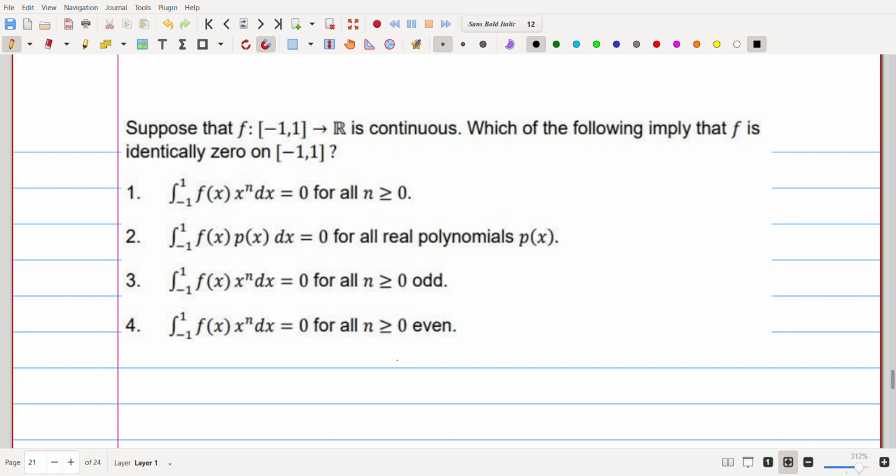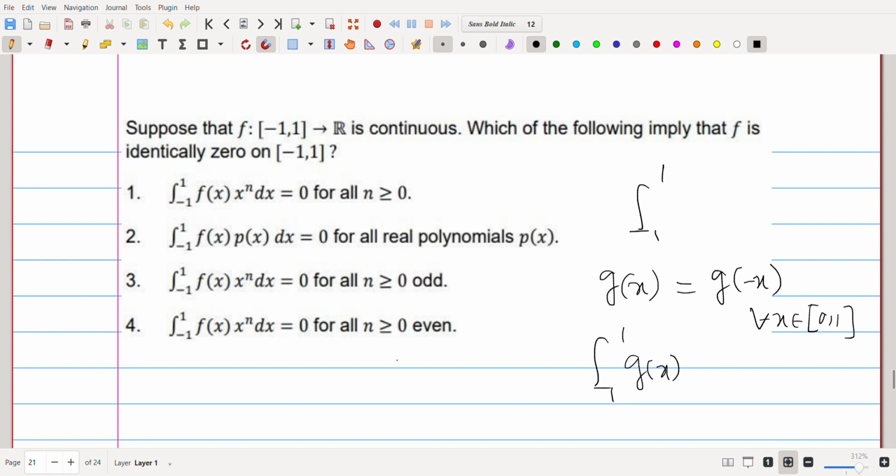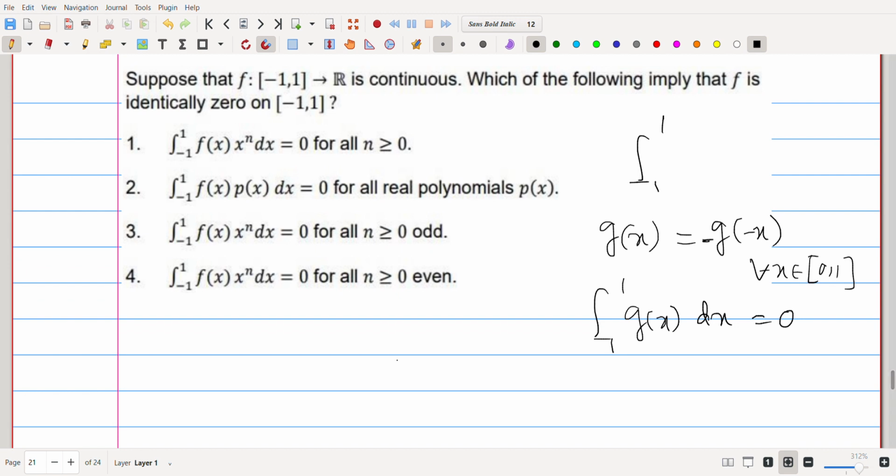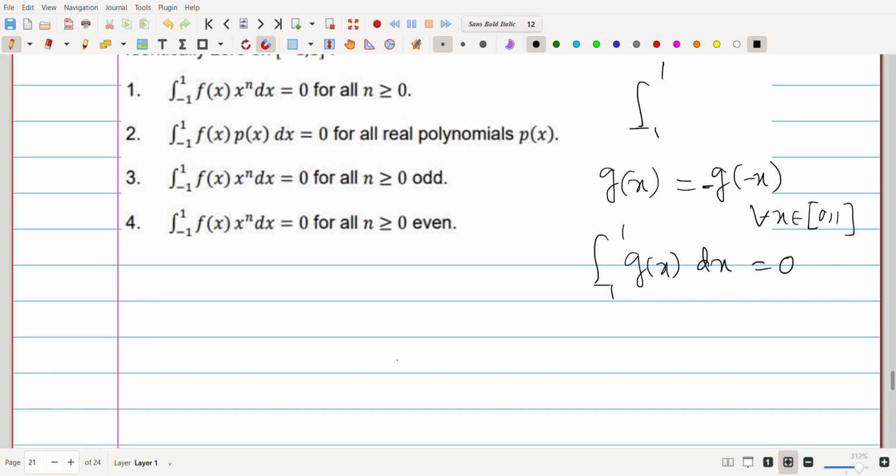Suppose f from closed interval [-1,1] to R is continuous. Which of the following implies f is identically 0 on [-1,1]? So observe that the domain is [-1,1]. Suppose you have an odd function, that means g(x) equals minus g(-x), then integral -1 to 1 of g(x) dx is 0, right? So we are trying to use that.